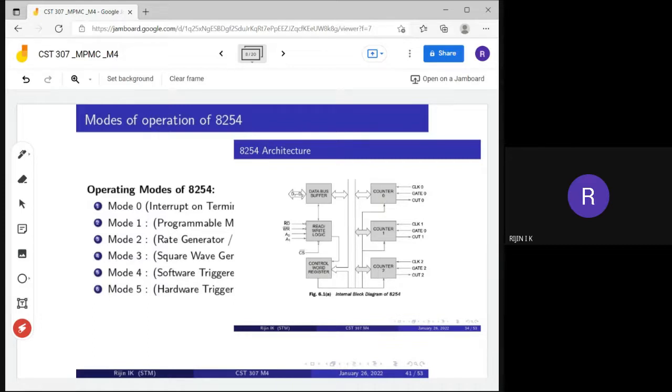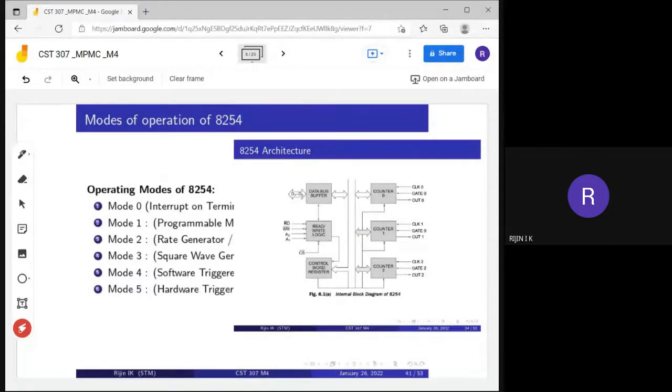After counting a particular sequence, if you need to stop that counter, then you can put a logic 0 to this gate signal. So this gate signal is used to start or stop the counter. Then one more line is there, the output line. From that output line, after the counting operation, you can take the output. That is how we will initialize the counter.